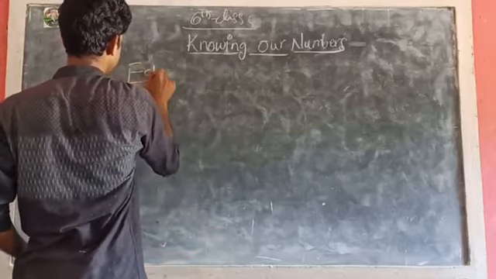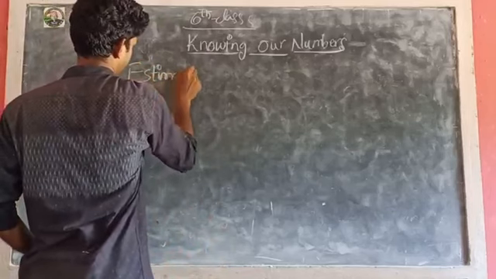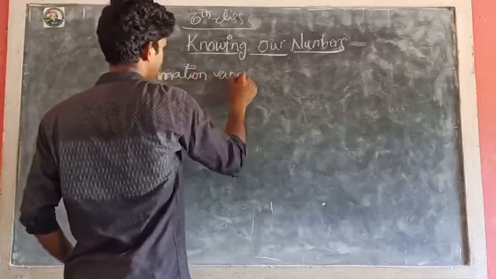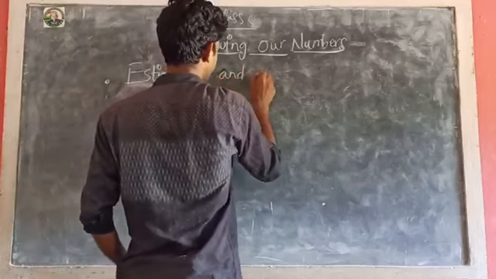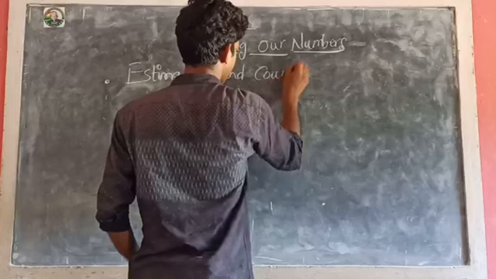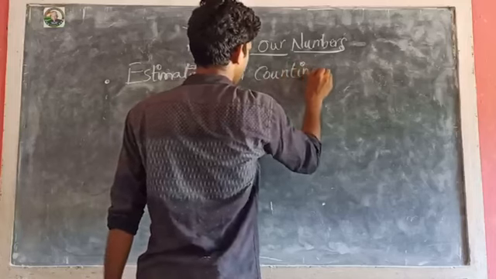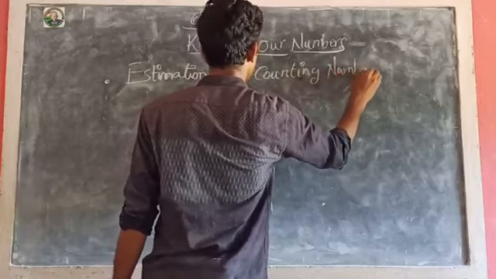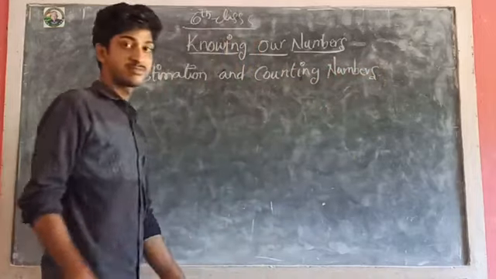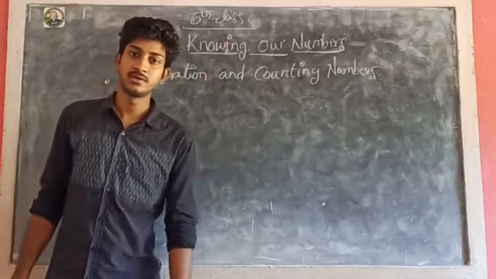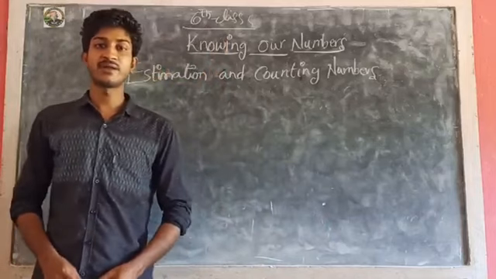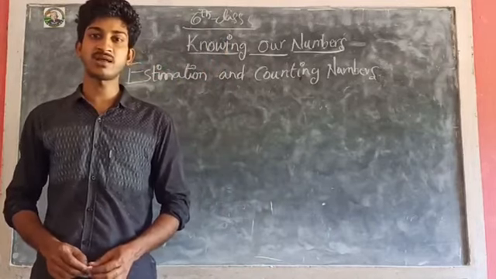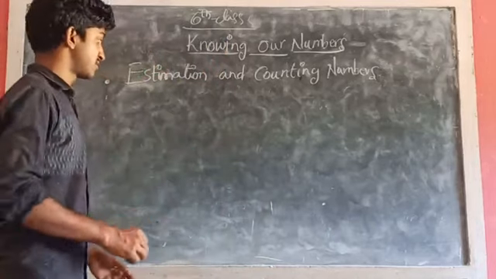Estimation and counting numbers. It means estimating a number: which number is a greater number and which number is a smaller number. See the example.